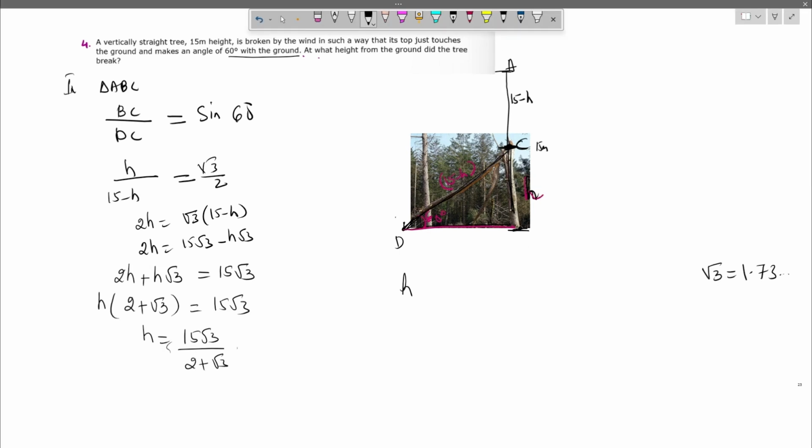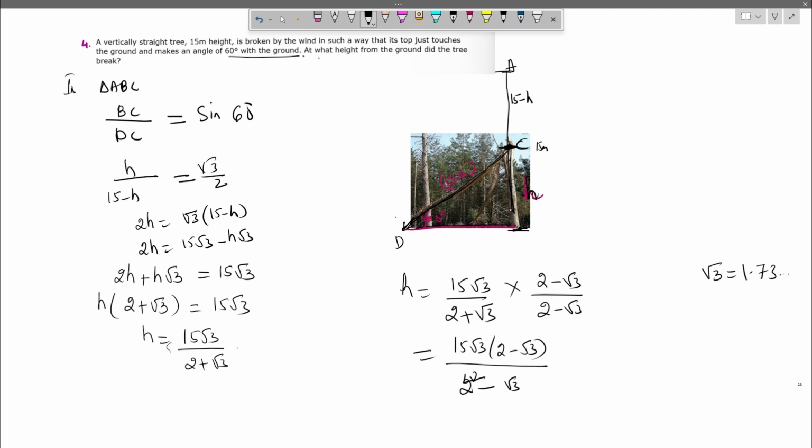2 plus root 3, we will rationalize the denominator by multiplying and dividing it by 2 minus root 3 divided by 2 minus root 3. So you got 15 root 3 into 2 minus root 3 divided by 2 square minus root 3 whole square. Thus, it is equal to 15 twos are 30 root 3 minus 15 root 3 into root 3 is 3, divided by 4 minus 3. Therefore, it is equal to 30 root 3 minus 45 by 1.